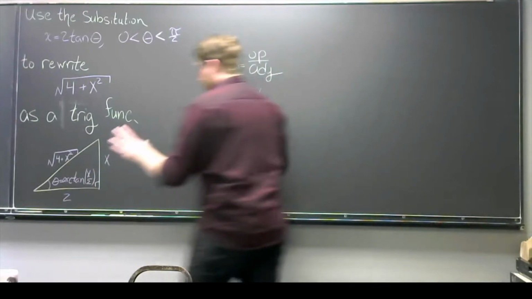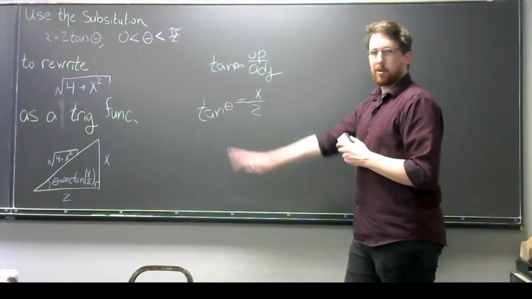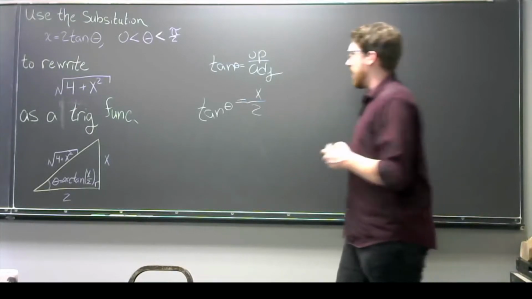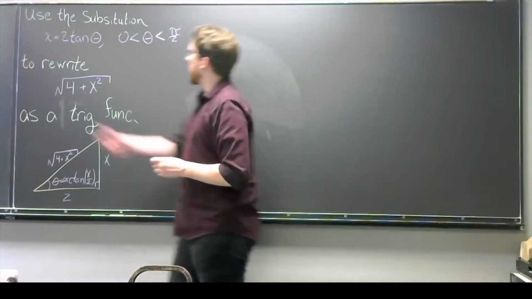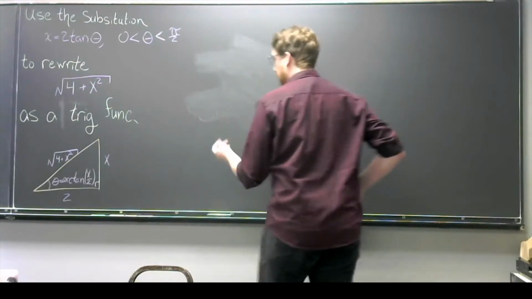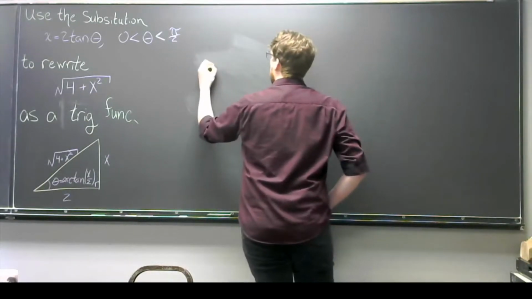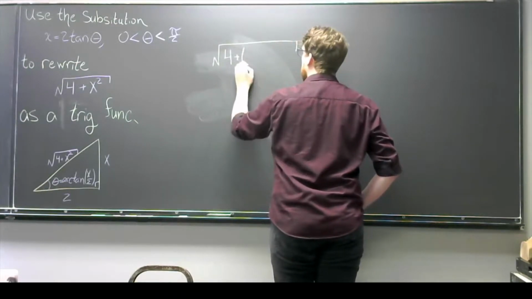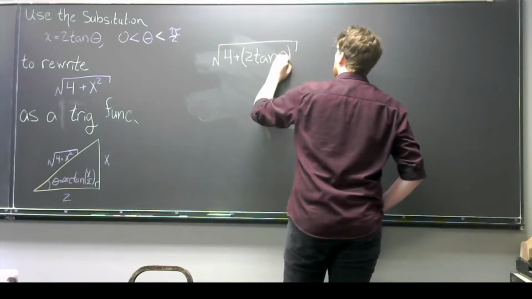Okay, so we talked a little bit about what this looks like geometrically. Let's try to solve it now. The problem asks that we go ahead and just plug in 2 times tangent theta for x here. So let's do that. We've got the square root of 4 plus 2 times tangent theta, that quantity squared.